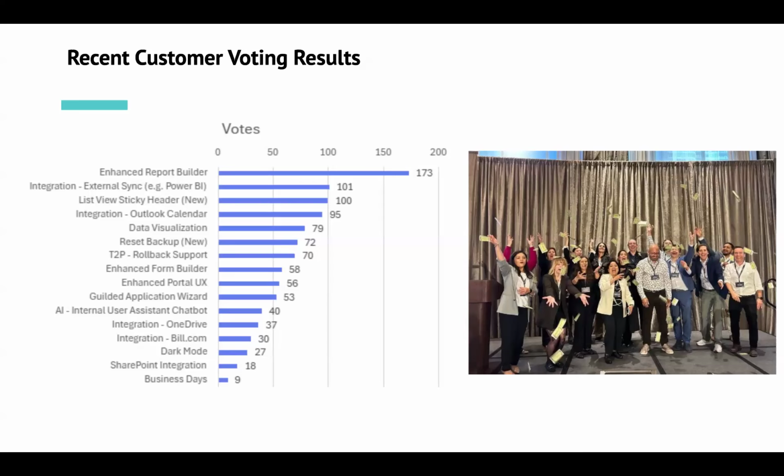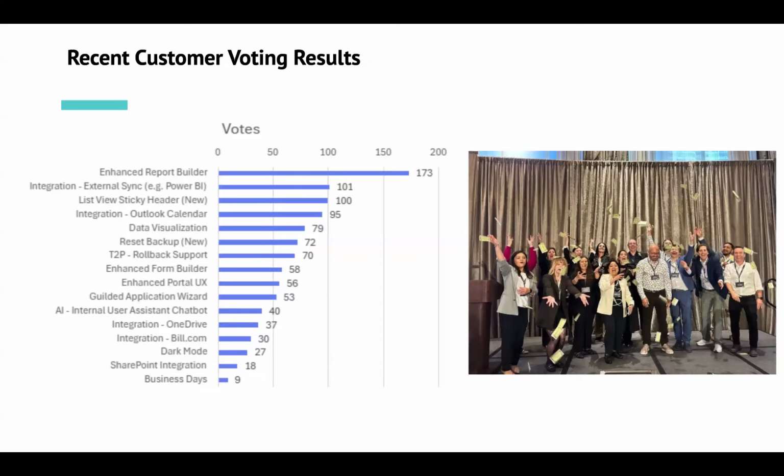And these were the results. So you can see clearly that the report builder was overwhelmingly an area where customers are very interested in figuring out how can we improve the usability and the user experience. So that's one key area. The list view was also high on the list here.